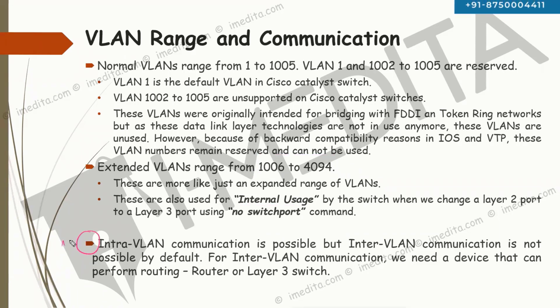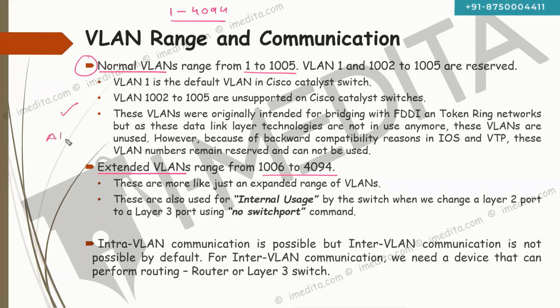Within the same VLAN, communication is possible. Inter-VLAN communication is not possible by default. For inter-VLAN communication, we need to perform inter-VLAN routing using a router or a layer 3 switch. So the total range goes from 1 to 4094, divided into two parts: normal range VLANs 1 to 1005, and extended range 1006 to 4094.